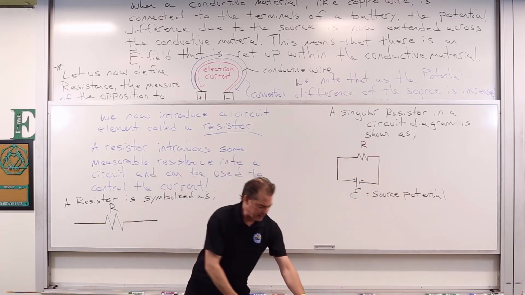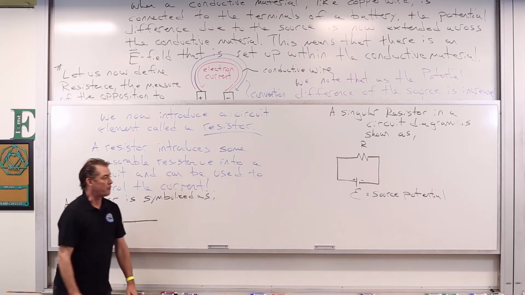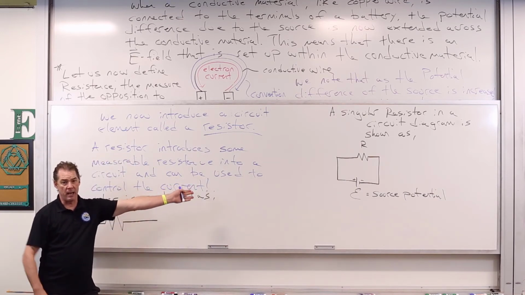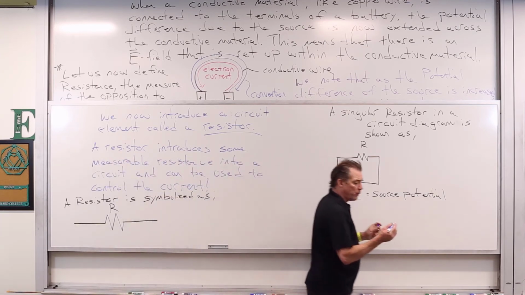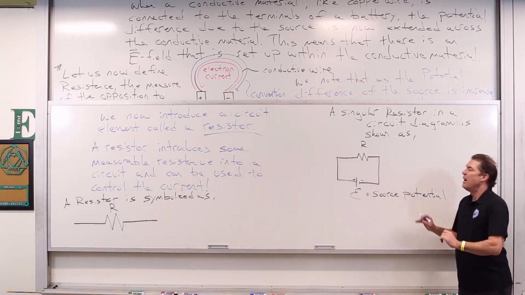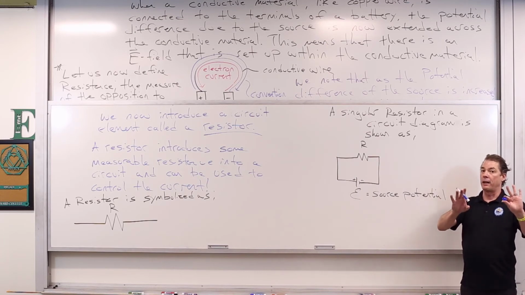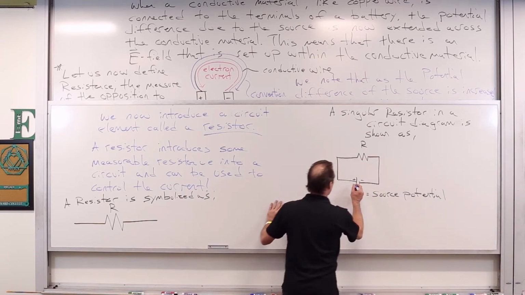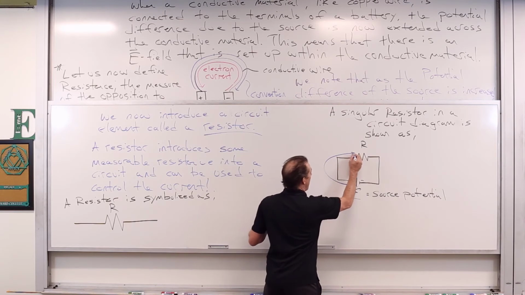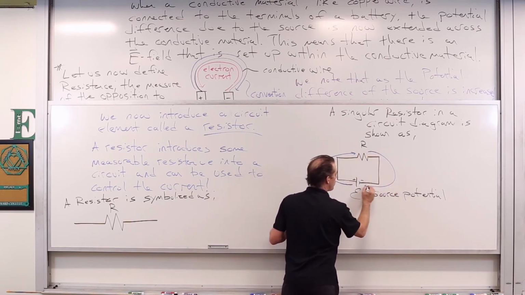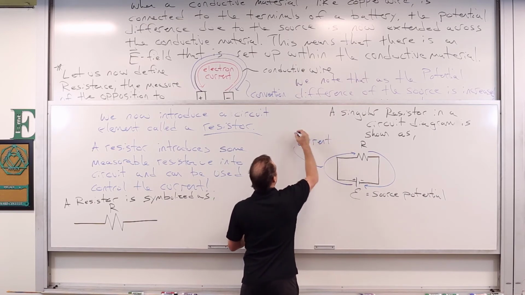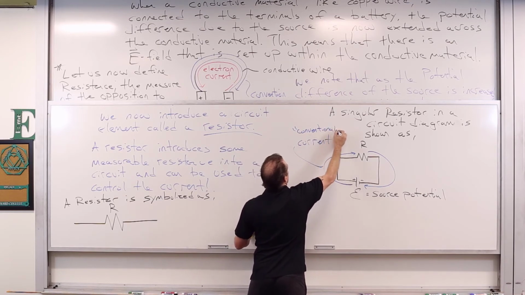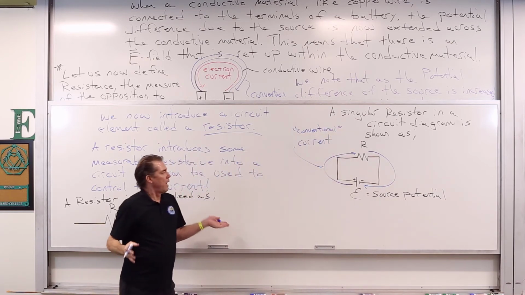And what else are we going to have in this? Well, once this resistor is hooked up to the positive and negative terminals of the source potential, we're going to have a current in there too. So what do we have in terms of the direction of the current? Conventional current is what we're going to stick with. So conventional current goes from high potential to low potential. How much current?